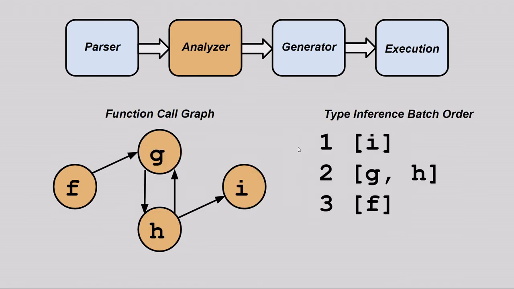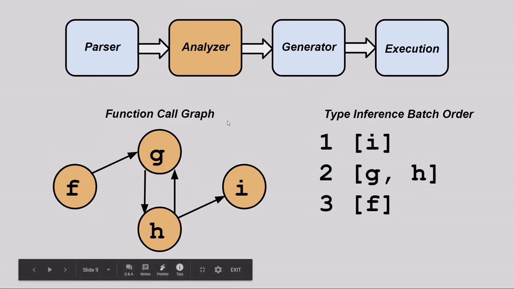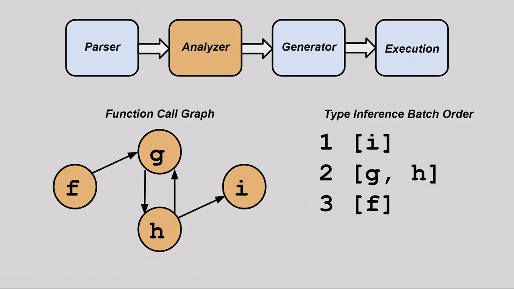What I ended up doing was coming up with a batching algorithm that looks at calls made in each function, batches functions together if they have mutual recursion, like G and H here, and then it would perform type inference on each batch separately to ensure correct type assignment without over-constraining any types.